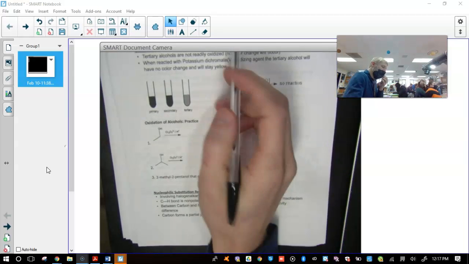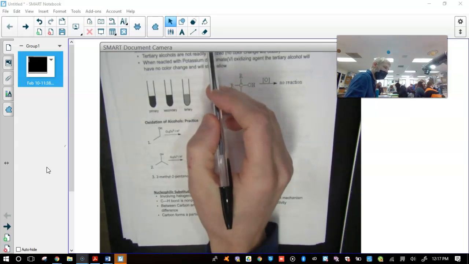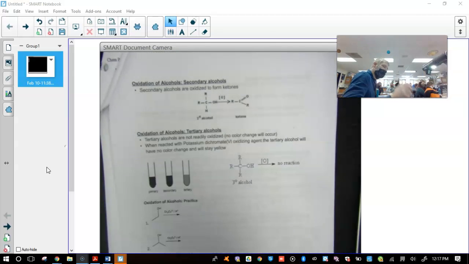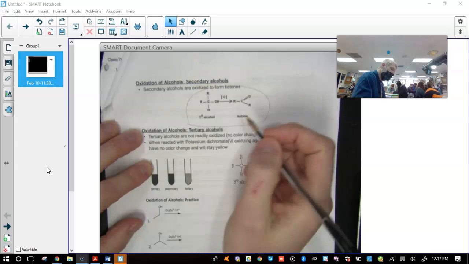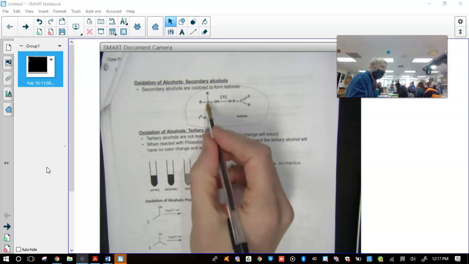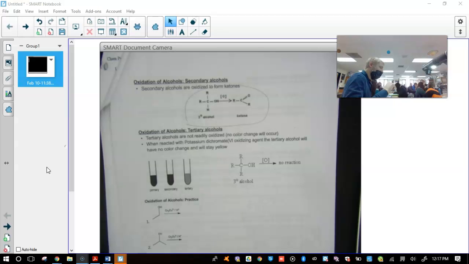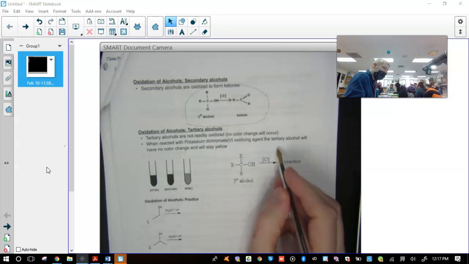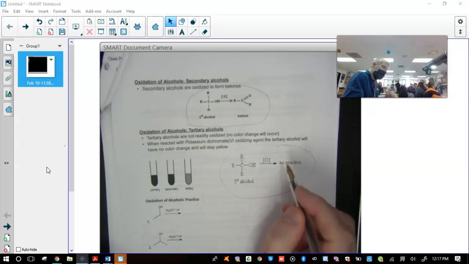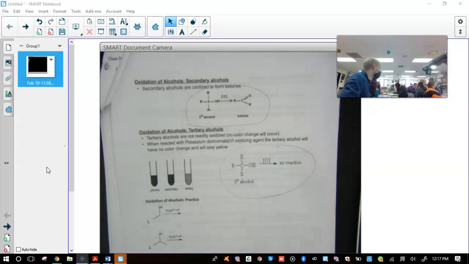But what happens if you have a secondary alcohol? Oh, the ketone. It forms a ketone. You got it. That's correct. So secondary is where it's in the middle of the chain. Secondary alcohol, the OH. And then tertiary is no reaction. So if the alcohol is on a carbon that's on a branch, then it's not going to react. It's not going to do anything.